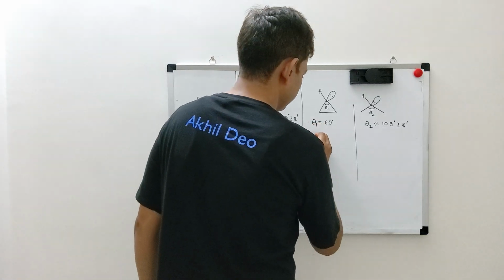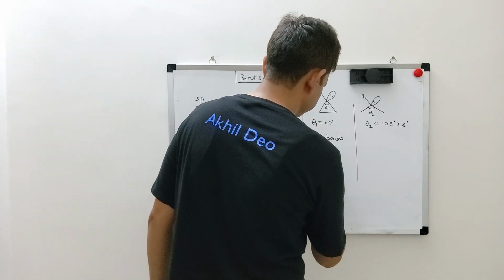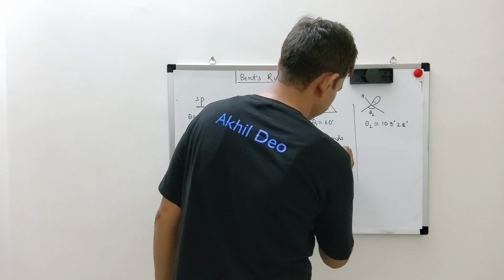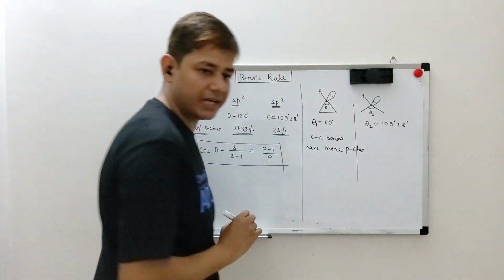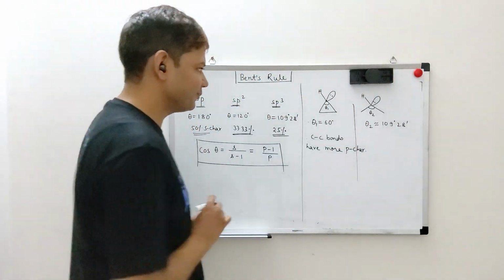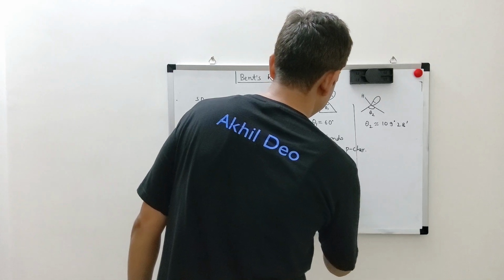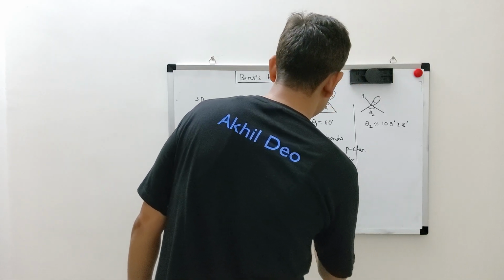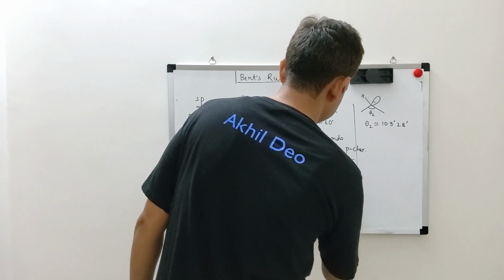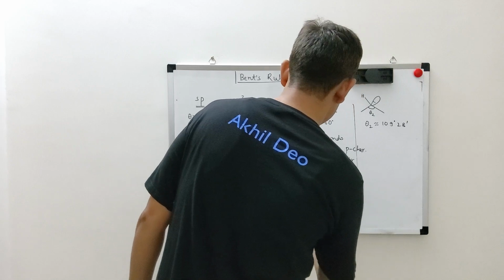Carbon-carbon bonds have more p character. So therefore, the lone pair is in an orbital that has more s character.